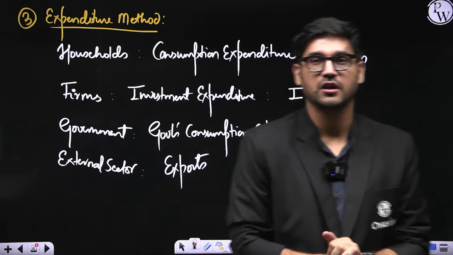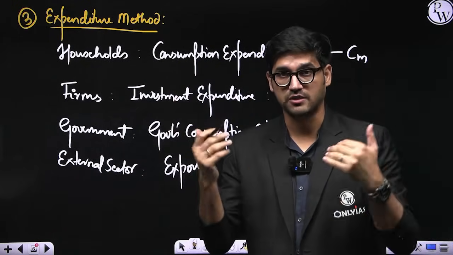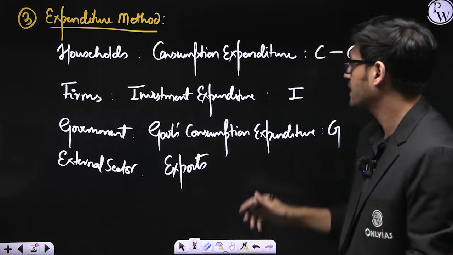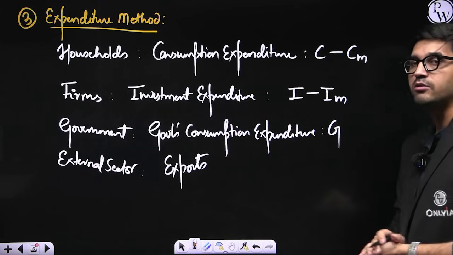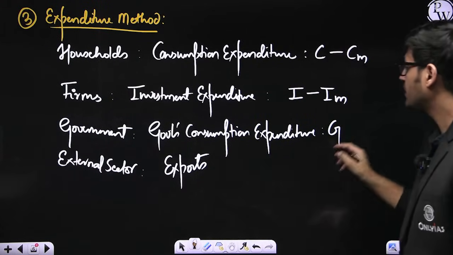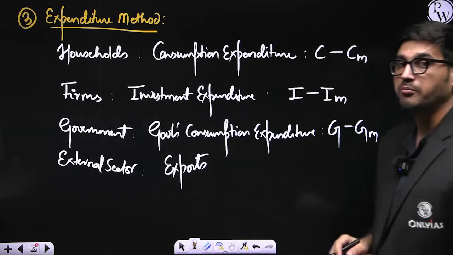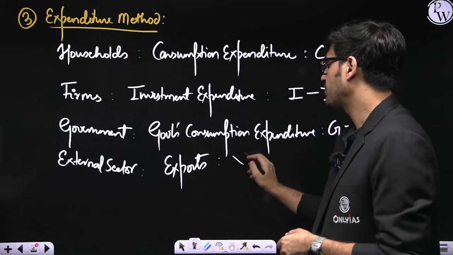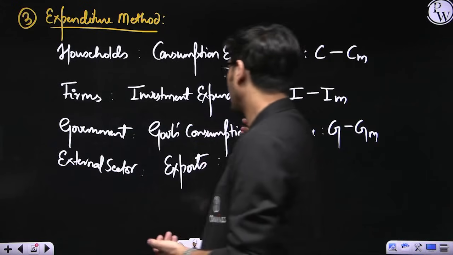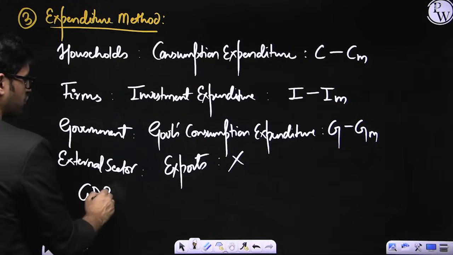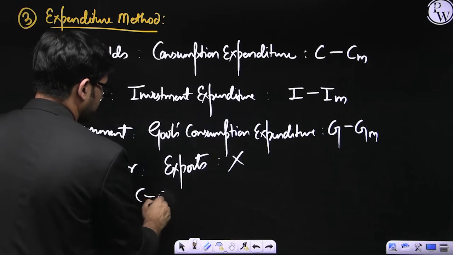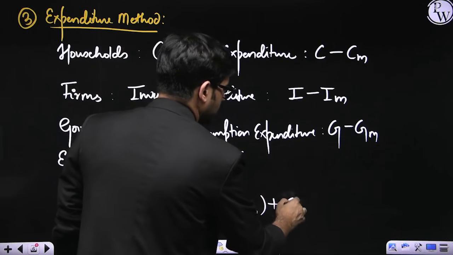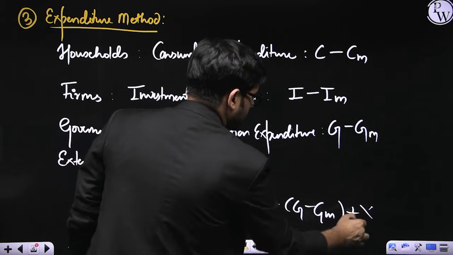Same is the case with firms. Firms have imported some capital goods from the rest of the world, not have spent all their money on capital goods produced within the territory, in which case we will have to subtract the value which has been spent on imports. Same thing in the context of government also, which means the government may also have spent some money on imports. We will have to deduct that amount. Exports will be denoted by X. Now in this case, the GDP of the economy should be very simply put C minus CM plus I minus IM plus G minus GM plus X.